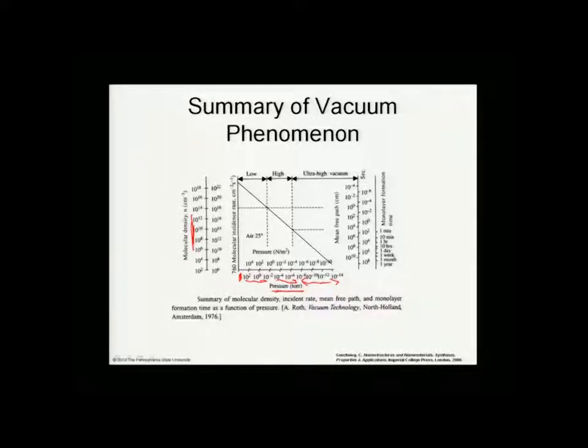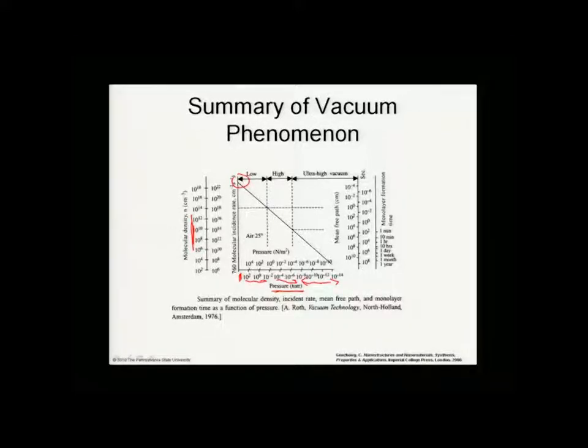The mean free path can be seen over here. This is given in centimeters, and this is the time between collisions. You can see the mean free path in the atmosphere, in the room I'm in, the room that you're in, is extremely small, about 10 to the minus 6 centimeters. That is a very small distance, obviously, and that's the mean free path.